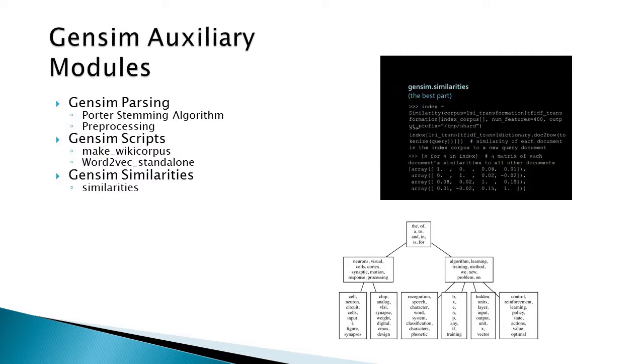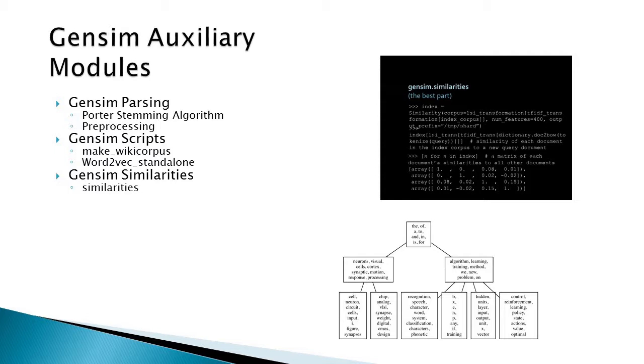Onto our next slide, which is Gensim auxiliary modules. We will begin with Gensim parsing. We have the Porter stemming algorithm, which is a stemming algorithm that allows an array B to be a buffer which is holding a word to be stemmed. Letters are placed from position 0 to k in array B. The methods for the Porter stemming algorithm are stem documents and stem sentence.